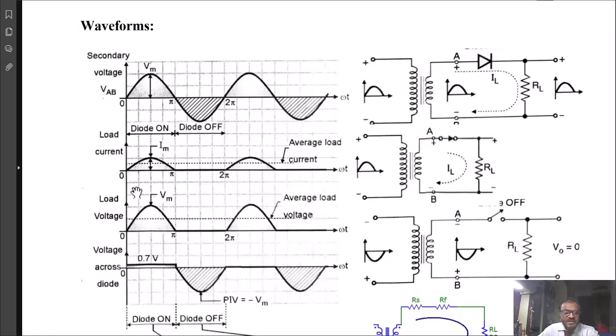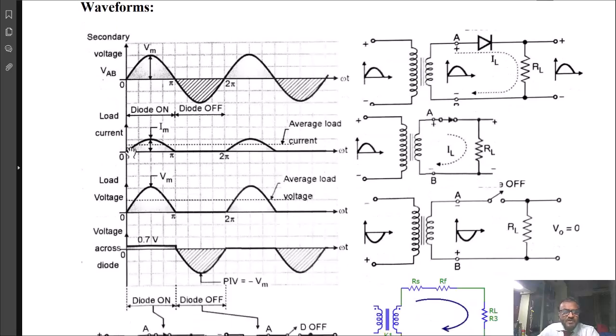Practically, the load voltage peak value will be less than the secondary peak value by the forward voltage drop across the diode, that is around 0.7 volt. If we know the peak value of the voltage across the load, the peak value of the current through the load is given by Im = Vm / RL. If we consider the resistance of the secondary winding and the forward resistance of the diode, then the peak current is given by Vm divided by (Rs + Rf + RL).